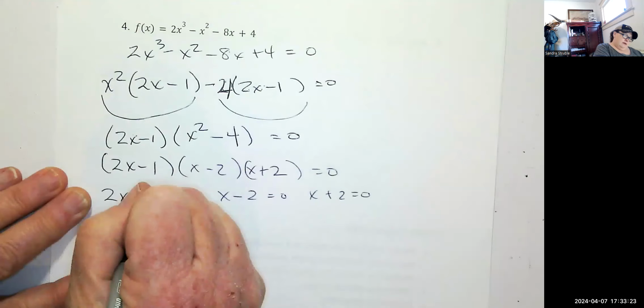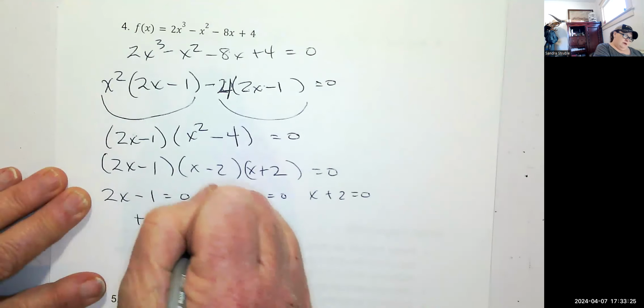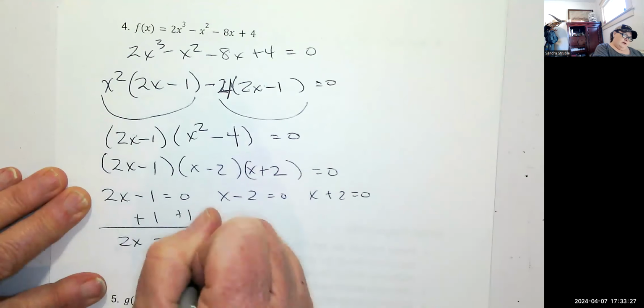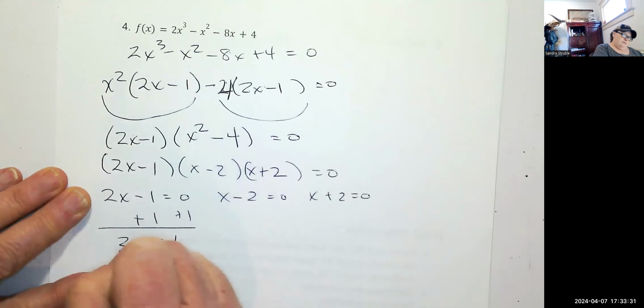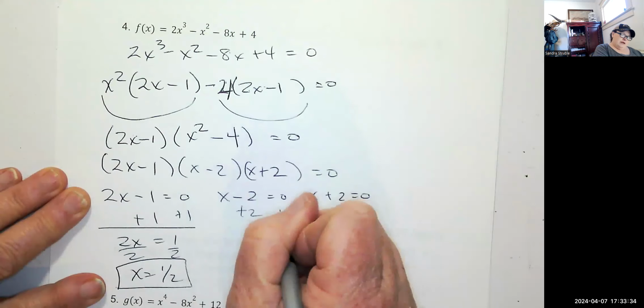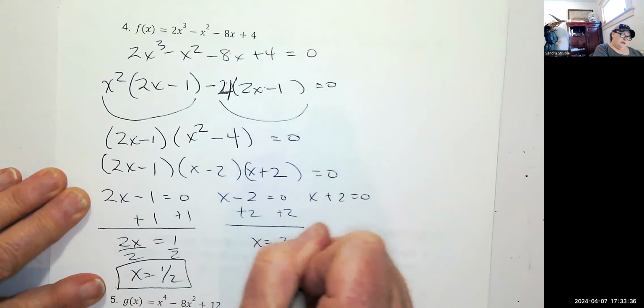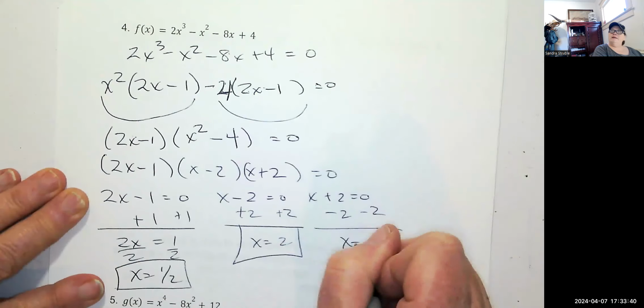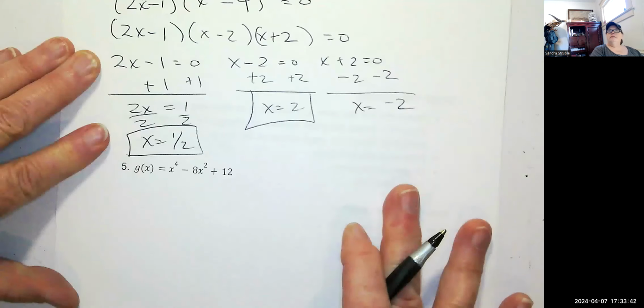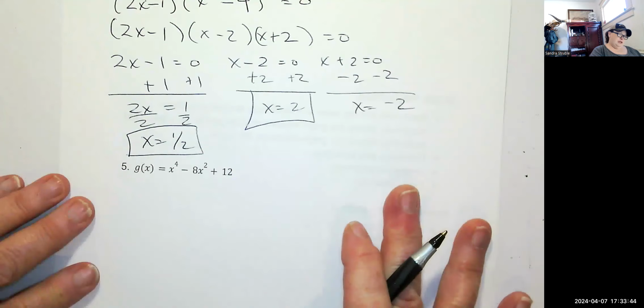And solve for x. So add 1 to both sides, left with 2x equals 1. Divide both sides by 2. X is equal to 1/2. There's a 0. Add 2 to both sides. X equals 2. And then last, subtract 2 from both sides. And we're left with x equals -2. All right. Let me know what questions y'all have regarding that.